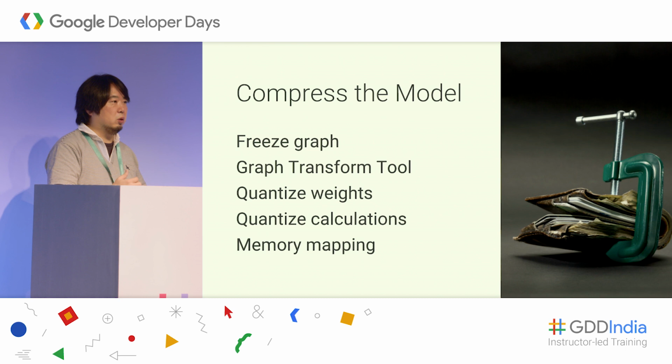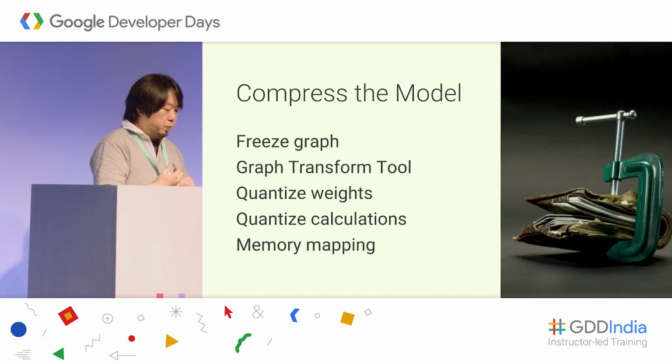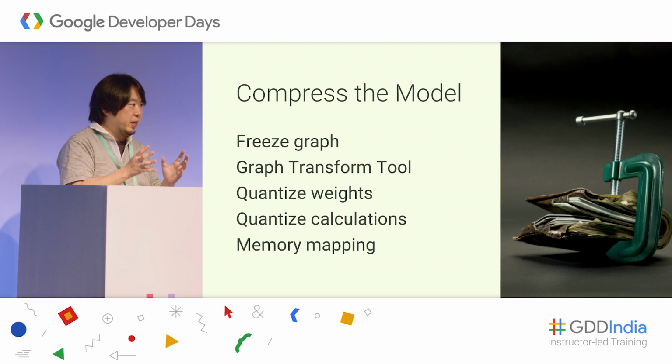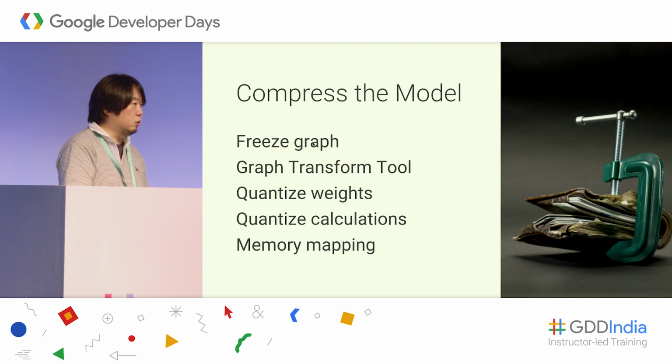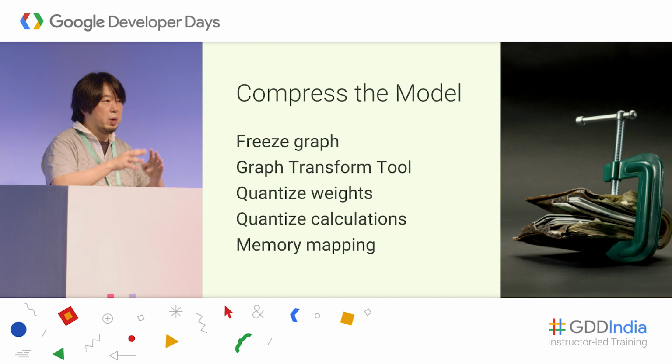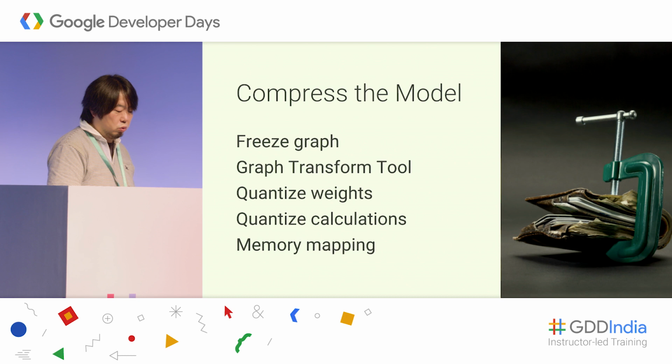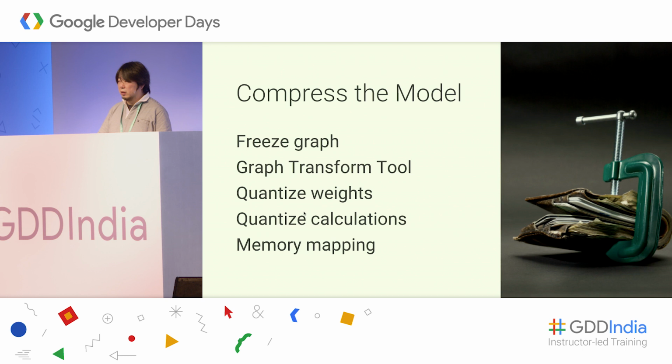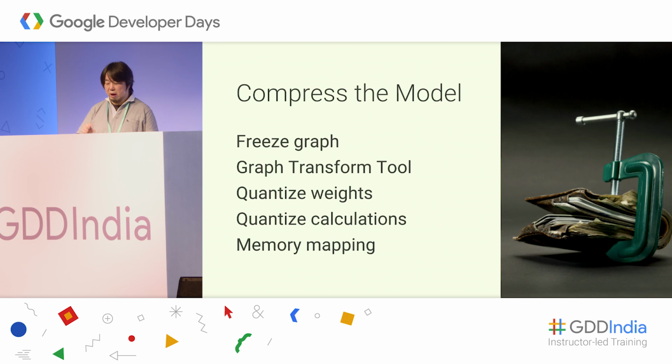If we are using the model only for prediction or inference, then there are many tips and tricks you could use, such as freezing the graph or transforming the graph. Because you are not doing training on the mobile, you can remove any unnecessary part of the whole graph, specifically for prediction or inference. And also you can use quantization, quantized weights and calculations. And also you can use techniques such as memory mapping. In this codelab, we'll be using a part of those techniques; especially freezing the graph and quantization will be the main topic of this codelab.